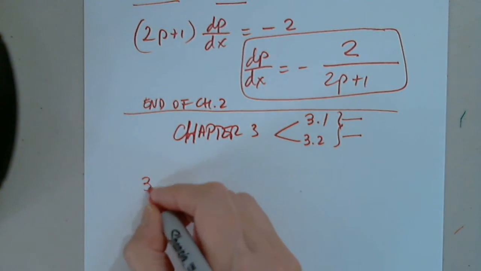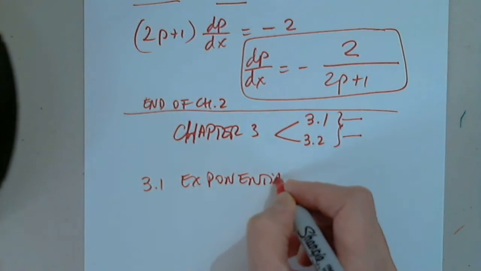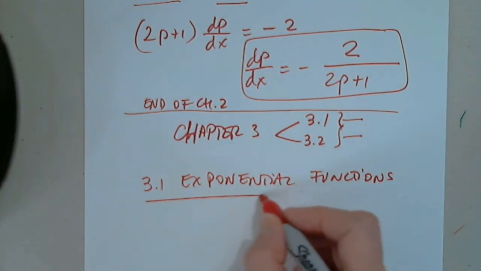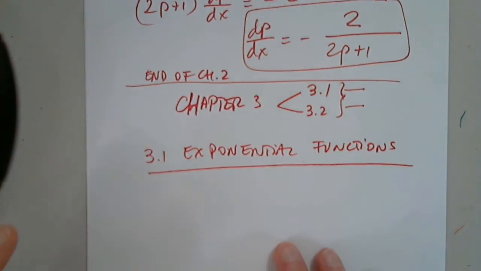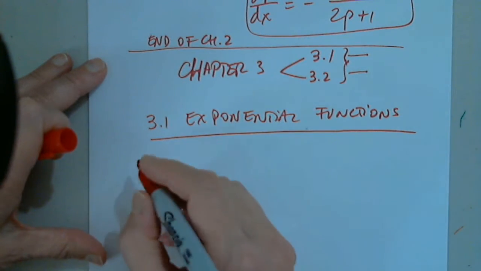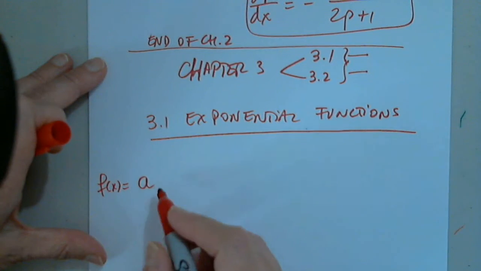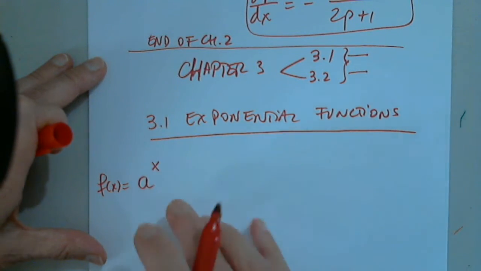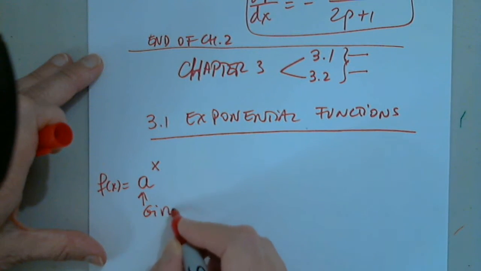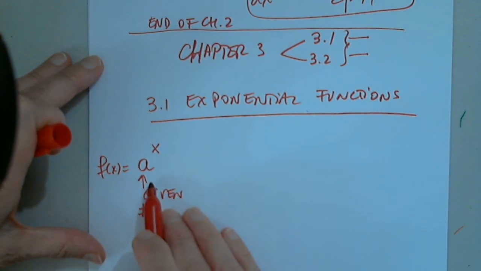So let's look at 3.1, exponential functions. The exponential functions, I'm sure you remember, but I will refresh your memory right here. The exponential function is a function that has a base and a power. The power is the variable. The base is given. It's a number, but it's restricted.